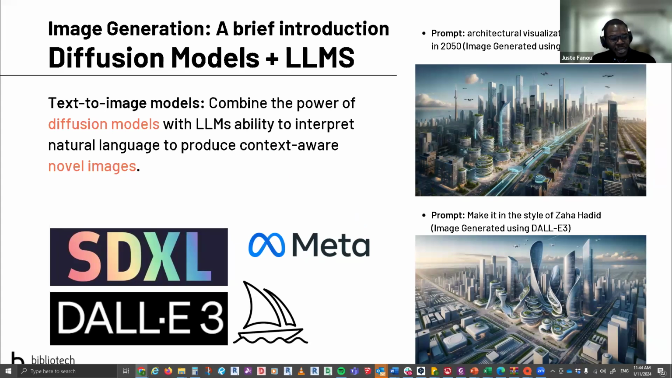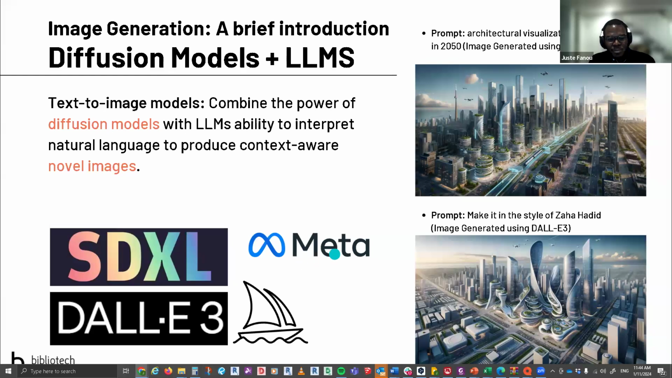Players in the field include Stable Diffusion, Meta has a model, DALL-E 3 from OpenAI, Midjourney, etc. So both of these images are AI generated. I put into DALL-E 3, give me an architectural visualization of Toronto in the year 2050. Apparently we're going to have lots of drones.